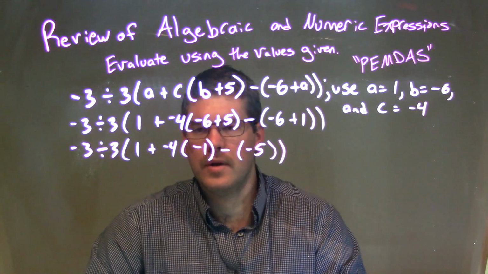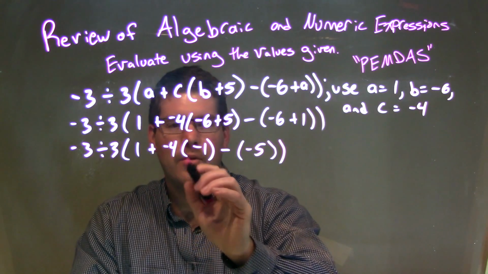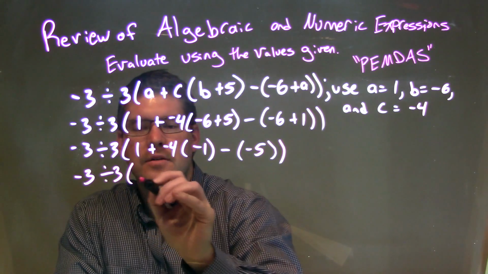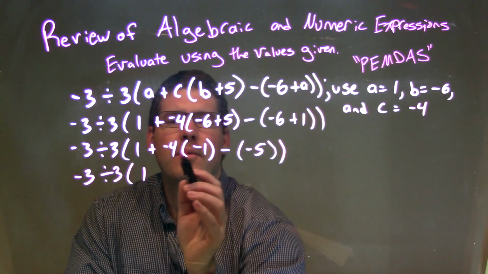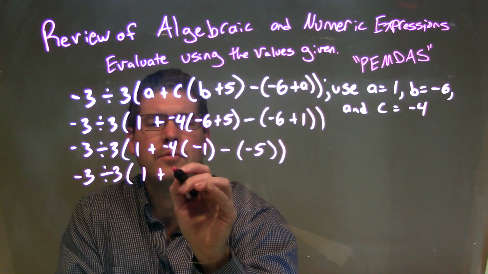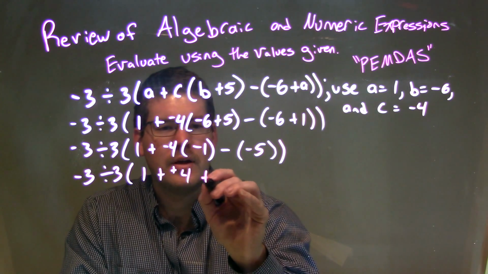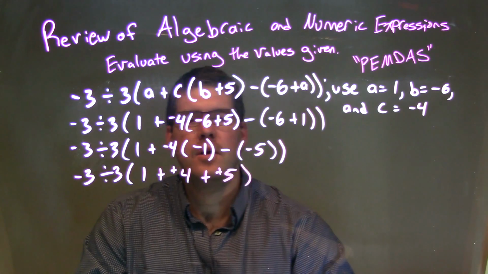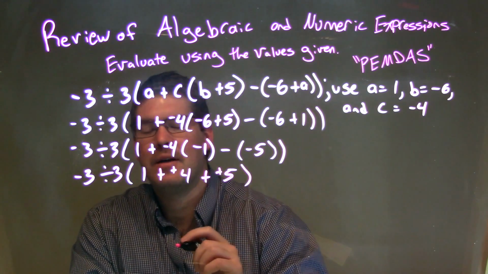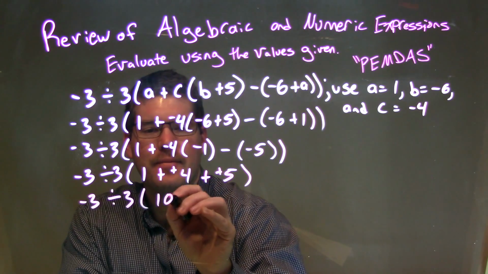Okay, so now inside the bigger parentheses, I see multiplication, my highest order right there: -4 times -1. So let's rewrite this: -3 divided by 3 times 1 plus or minus, whatever it is, the -4 times -1 is +4, so we have plus 4 here. And then here, subtracting a -5 is the same thing as adding a +5, so we have plus 5. Well, now I have 1 plus 4 plus 5 inside my parentheses. I can add them all together, and that comes out to be 10. So we have -3 divided by 3 times 10, right there.